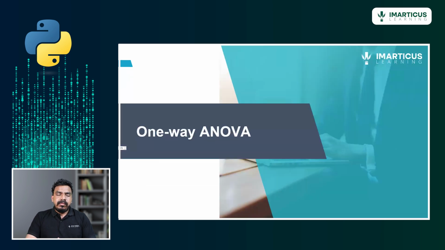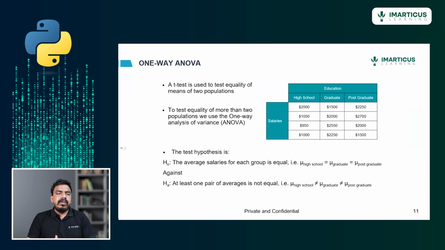What is one-way ANOVA? A one-way ANOVA test is used to test the equality of means of populations. To test the equality of more than two populations, we use the one-way analysis of variance. For example, consider you have the salary of high school, graduate and postgraduate people. At that particular time, you go for one-way ANOVA.